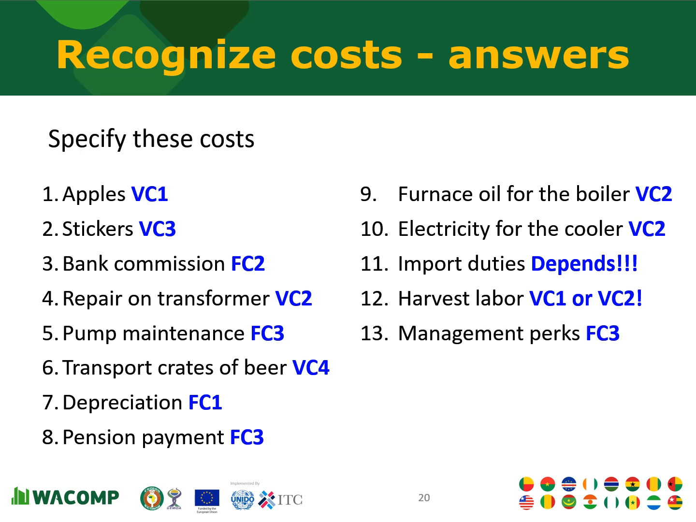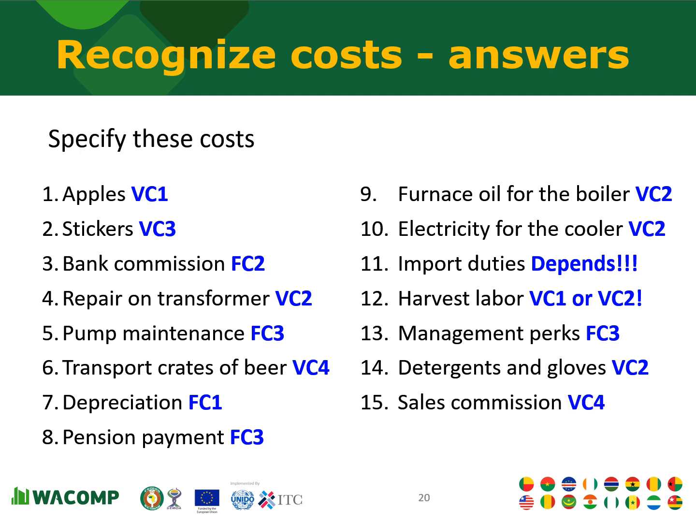Management perks, FC3. Detergents and gloves, VC2. Sales commission, VC4. New packaging design, FC4. It's part of your marketing costs. It's not packaging material, but the design of the packaging.